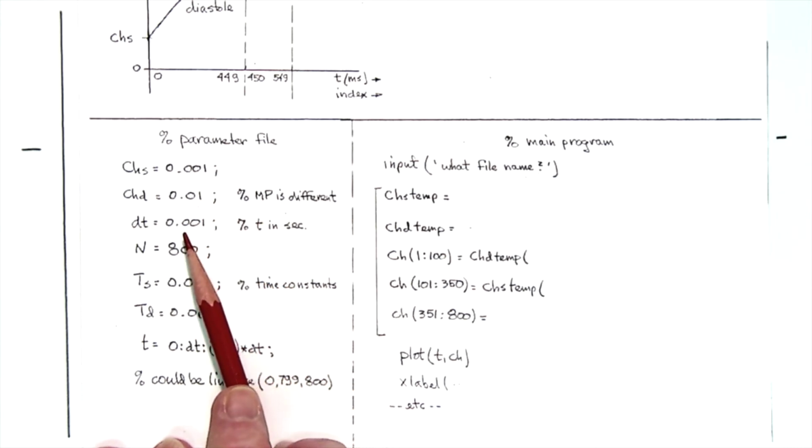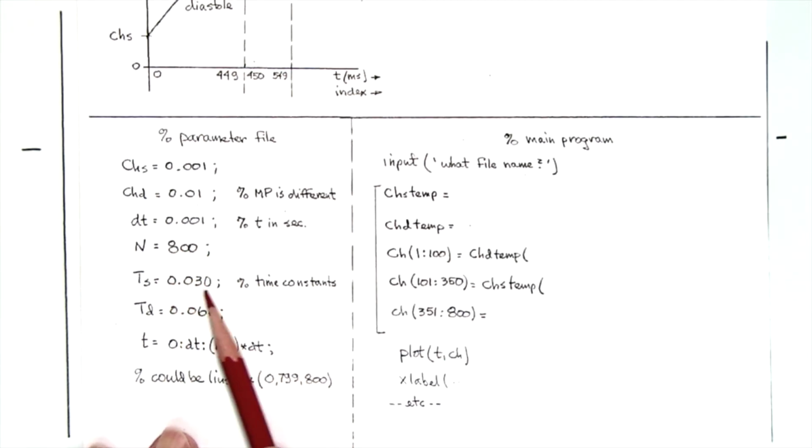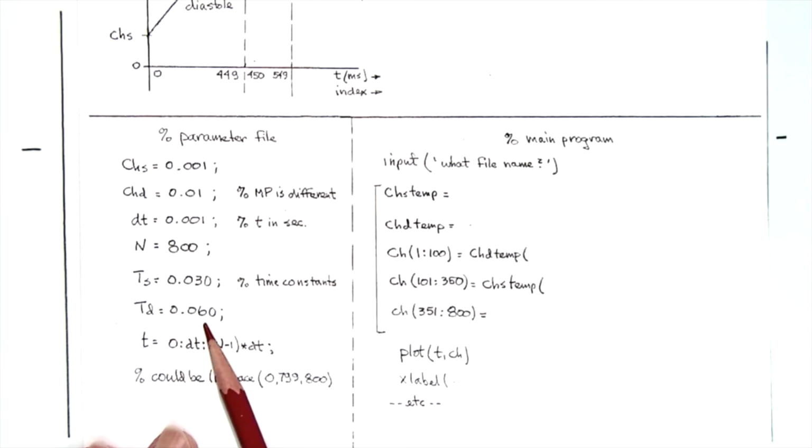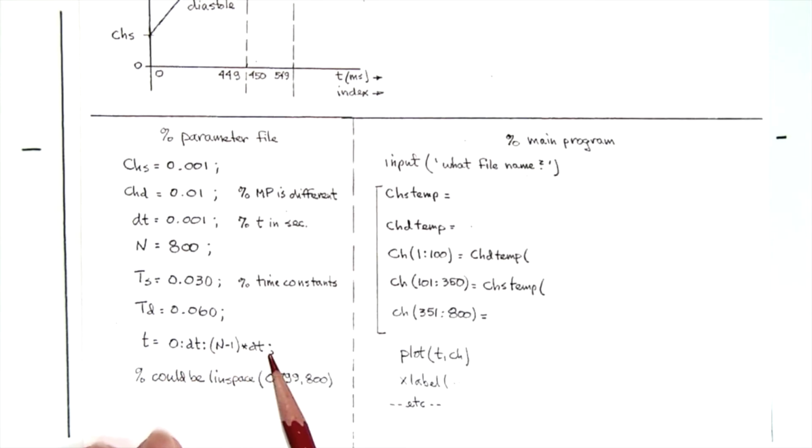We're going to call the time increment 1 millisecond, 800 total milliseconds. Here are the time constants for systole and diastole, and these are the same for your major project. Everybody's going to use those. Here is the time vector that we generate with the colon command, or you could use linspace if you'd like to generate that same time vector.